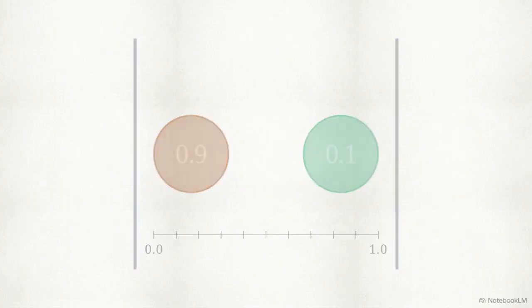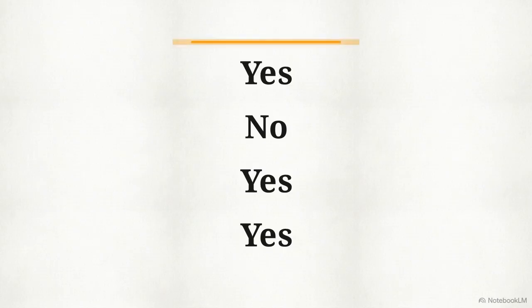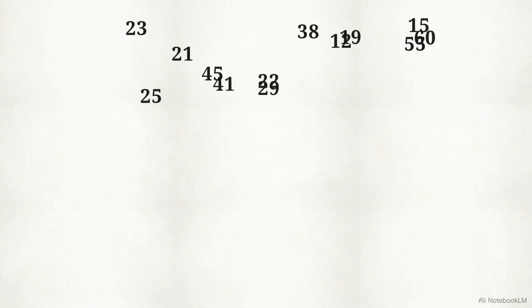Next is encoding. Computers don't speak English, they only speak math. So if we have text labels in our data, like yes and no, we convert them character by character into numbers, like ones and zeros. Then there is binning. This means taking a wide range of continuous numbers and grouping them into broader categories.